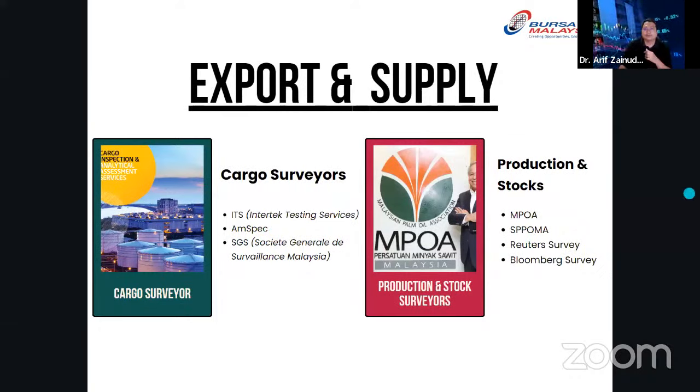And then we have the supply part. So what is the data for supply? We have production and stocks. When there's more production and more stocks in the market, but the demand remains the same, what happens to the price? More production equals more supply equals the price going down. So who are the surveyors for the supply? We have the MPOA, the SPPOMA, the Reuters survey, and the Bloomberg survey.